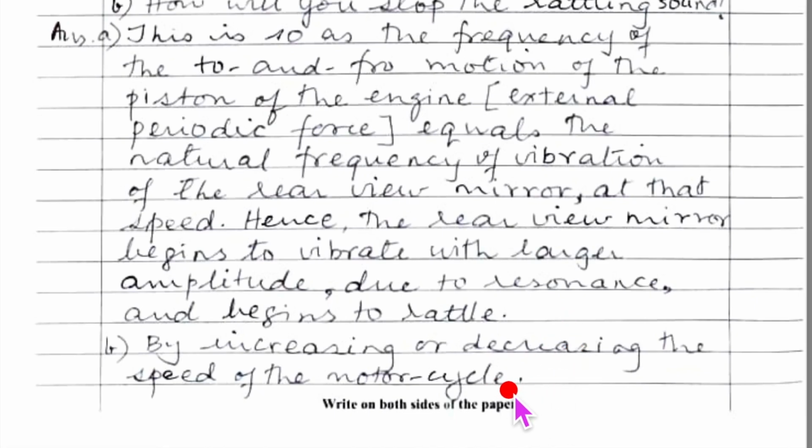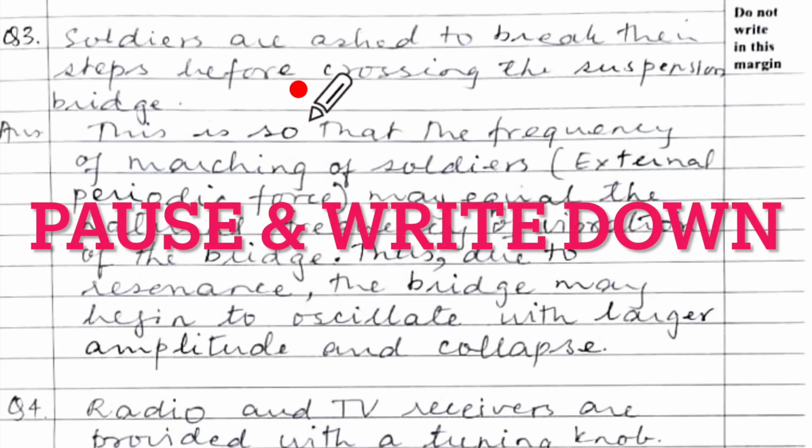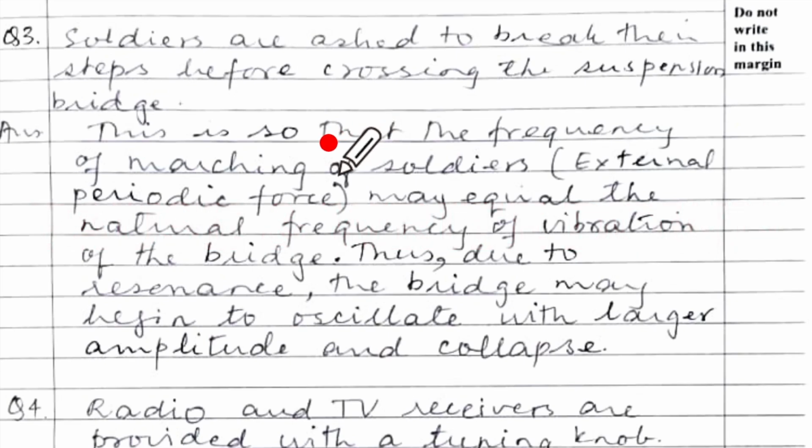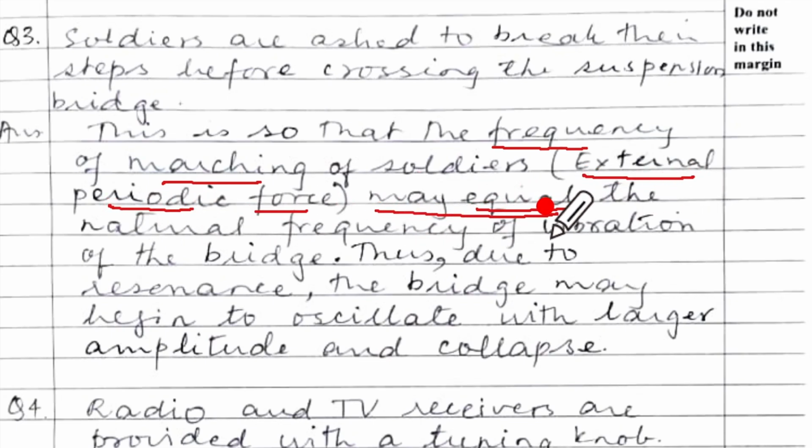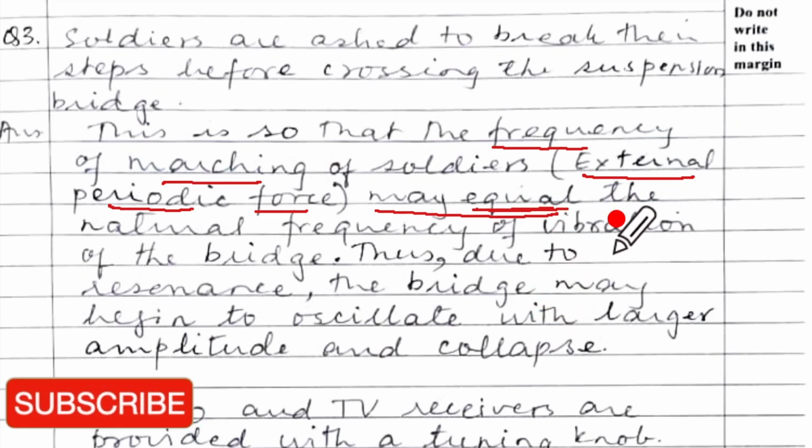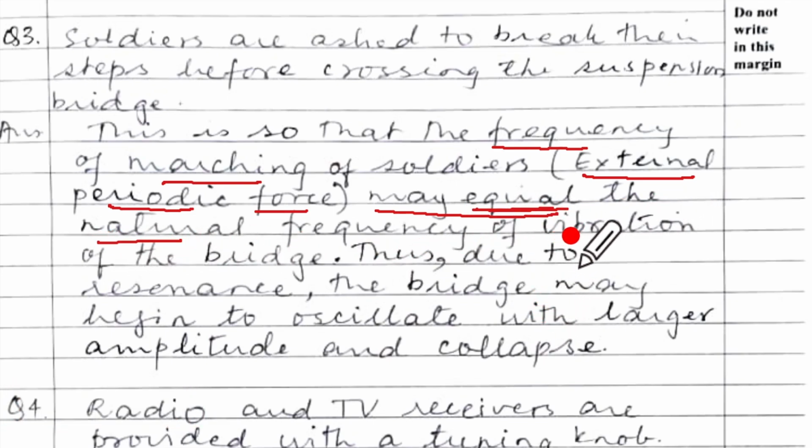Let's look at the third one. Soldiers are asked to break their steps before crossing the suspension bridge. Now here again remember the frequency of the marching of soldiers, that is the external periodic force, may equal, double underline the word equal, these are the keywords, the natural frequency of vibration of the bridge, and thus due to underline resonance the bridge may begin to oscillate with a larger amplitude and it may collapse.